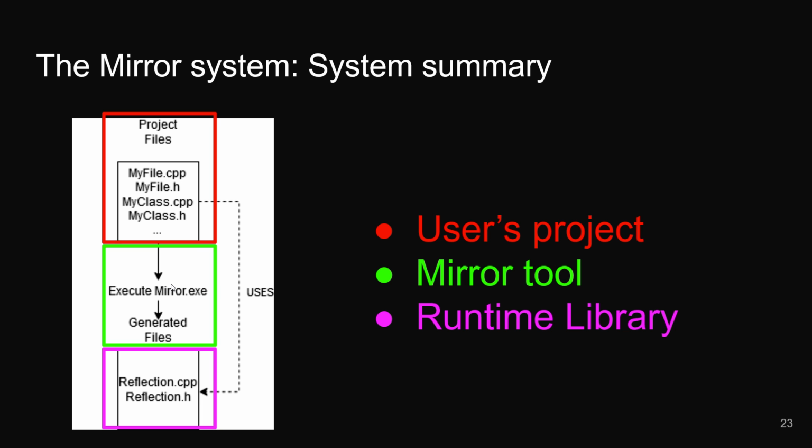And once the information is stored there, we can put it in the runtime library, which is automatically generated by the mirror tool, right? The runtime library is generated from scratch by the mirror tool. Well, not from scratch, from the user's project. And then our user can reuse all of these files that have been generated in order to access the reflection data at runtime.